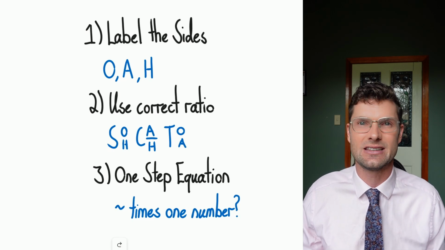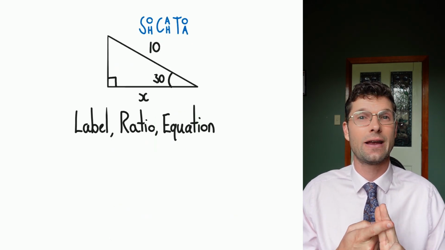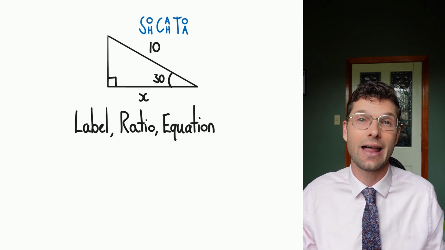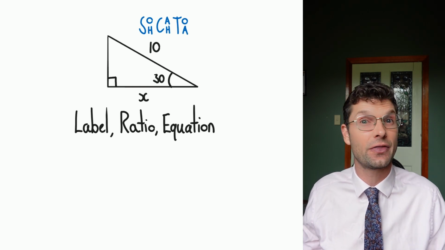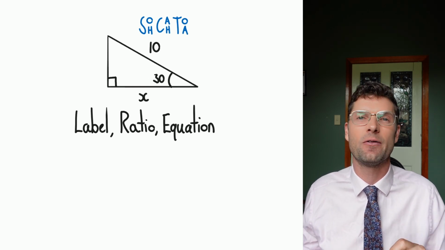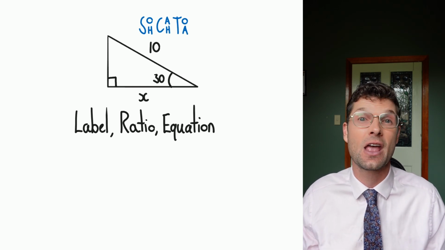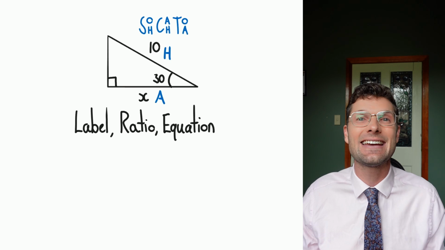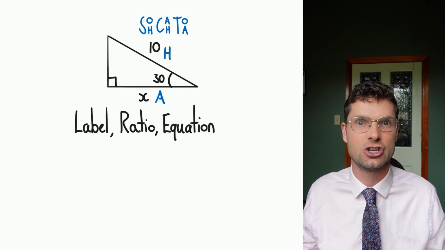So for these questions, we've got 3 steps. We have to label, we have to choose the right ratio, and then we've got to write the equation. So the labeling is the most important thing we do at the start. So here we've got the angle of interest is 30, and we've got an x, an unknown side length, and a hypotenuse. So I'm going to write the h next to that hypotenuse straight away, and the x is touching the angle of interest, so it must be A, the adjacent side.